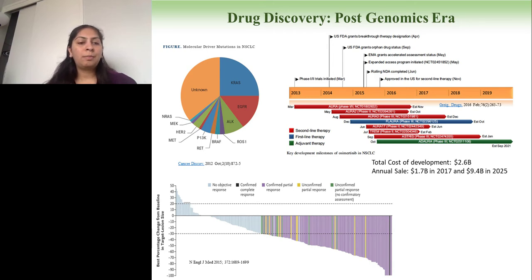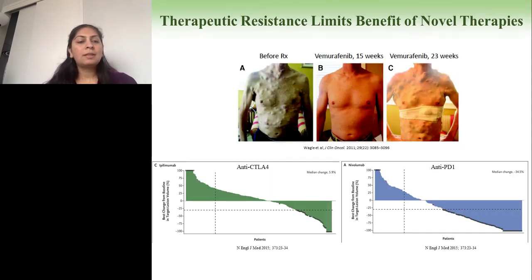So A, this response is not durable, and B, there is never a complete response, meaning that this therapy, although very successful, has a major limitation in terms of acquired resistance. Does this happen in other cancers? And the answer is yes.